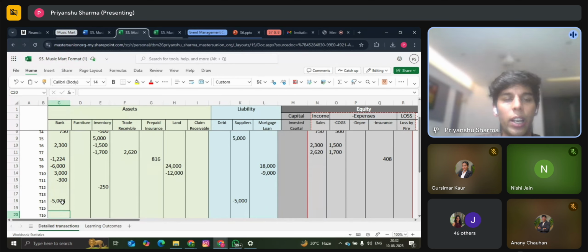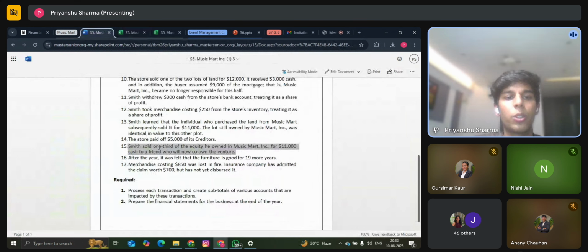So T15 will again go empty since it only consists of equity being transferred from one owner to another, and there's no transfer of bank or any inventory or loan or anything as such. So T15 again will go empty here. So after this year, it was felt that the furniture is good for 19 more years.